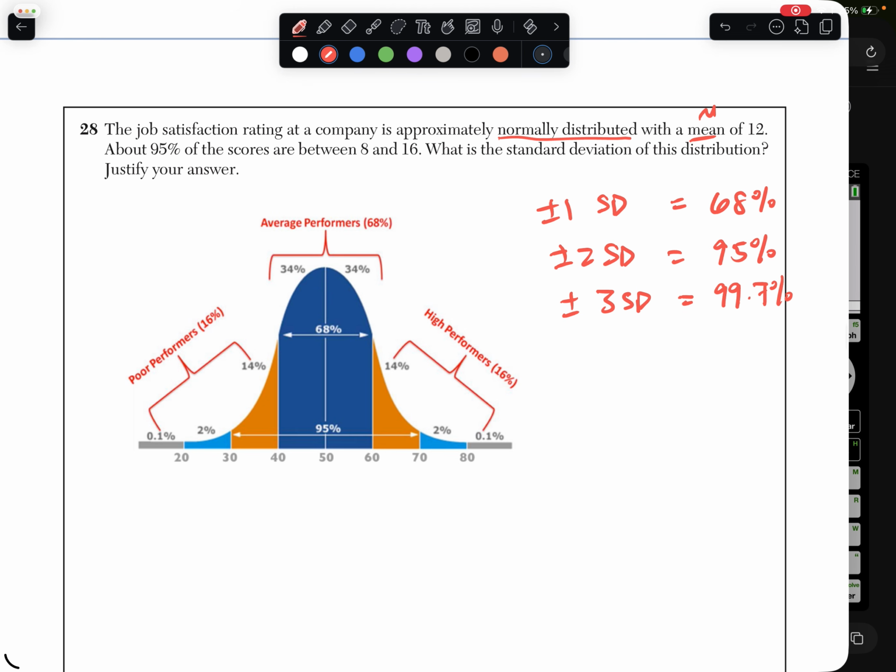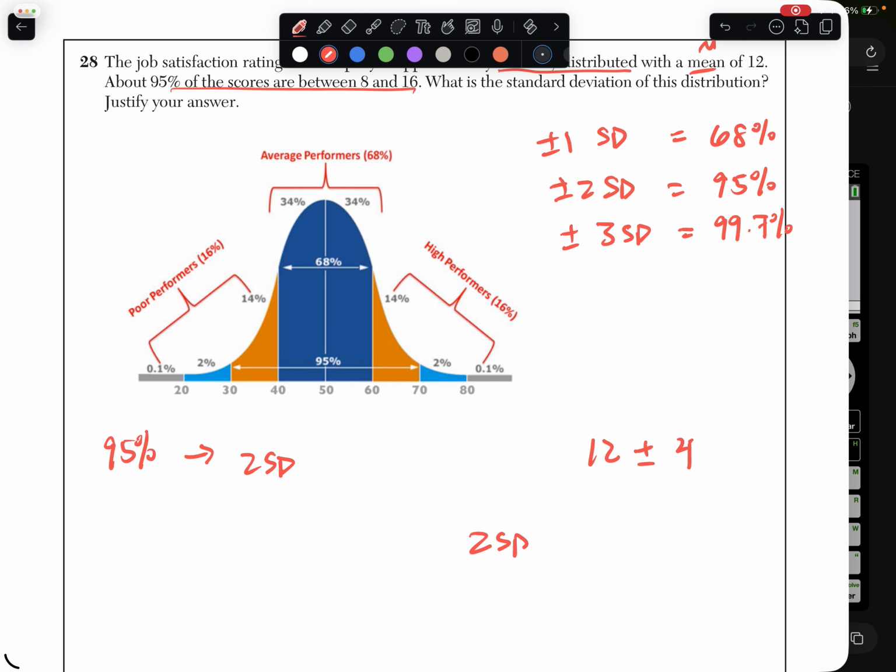All right, so we know that about 95% of the scores are between 8 and 16. That means we have 2 standard deviations here. So 95% implies that it's within 2 standard deviations. So the mean is 12, and then 12 plus or minus 4 gives you 8 and 16. So that means 2 standard deviations is equal to 4. That means 1 standard deviation is equal to 2. So yeah, that's how you would solve it.